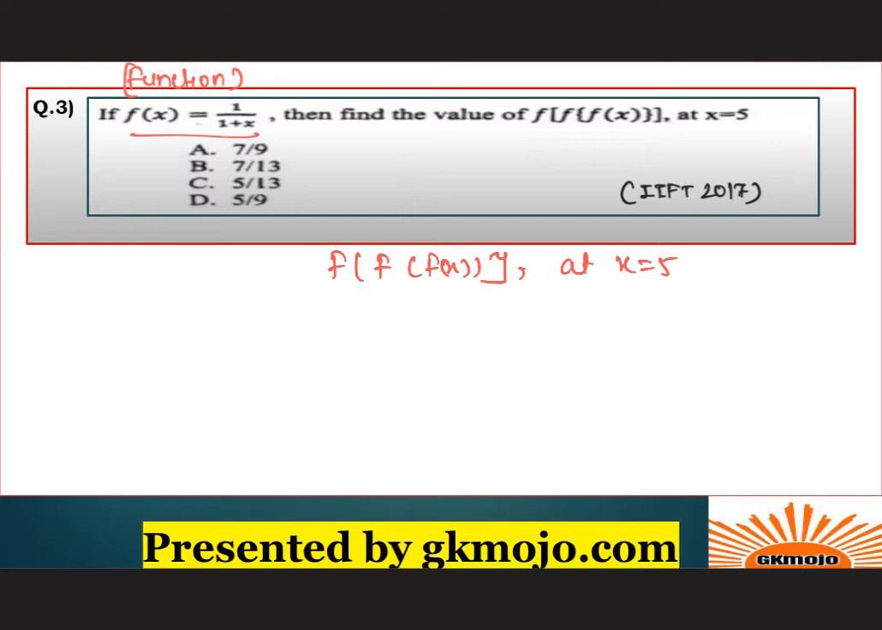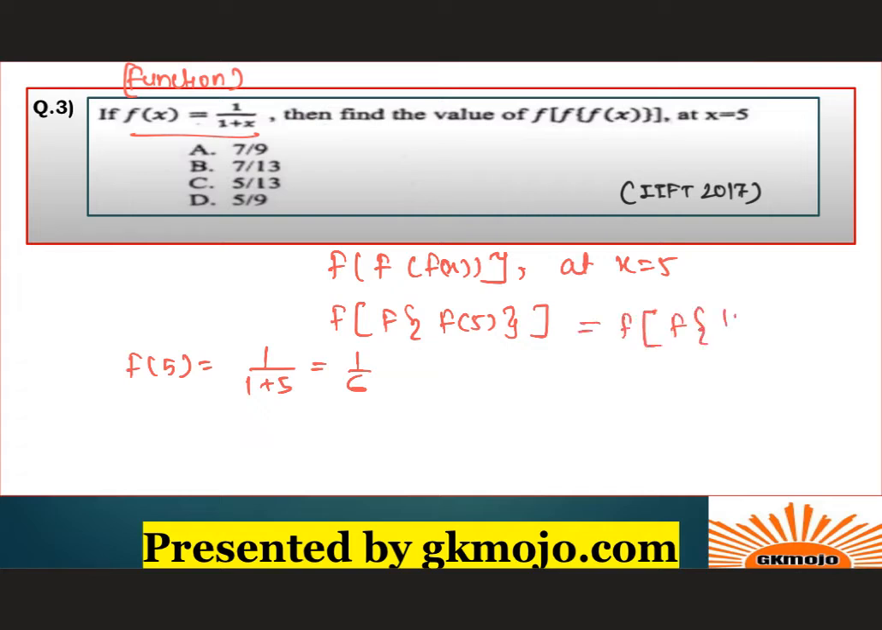So in this case, at x is equal to 5, everything being the same, just take f of 5 first. Alright, so we'll just calculate f of 5. So in this case, f of 5 is equal to 1 upon 1 plus 5, which is 1 by 6, right? So now this transforms into like this, 1 by 6, right? Because we got the value of f of 5. Close the bracket. Now we'll find f of 1 by 6. So f of 1 by 6 is equal to 1 upon 1 plus, just place the value of x over here. This is what x is usually. So 1 by 6, and this comes out to be 6 by 7, right?